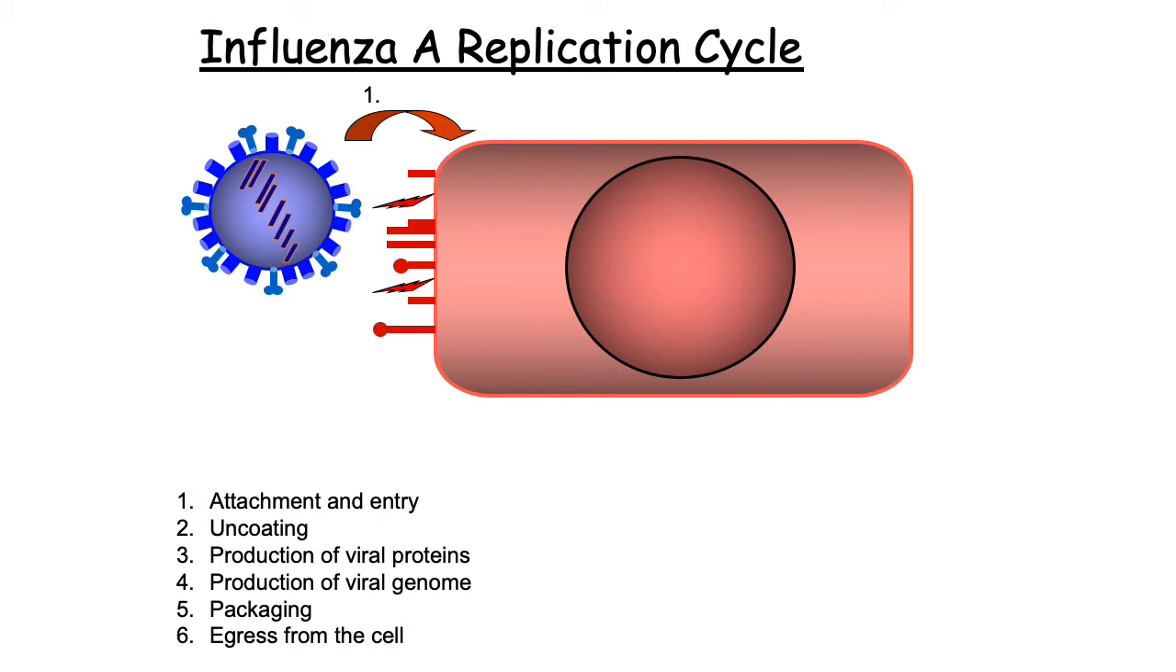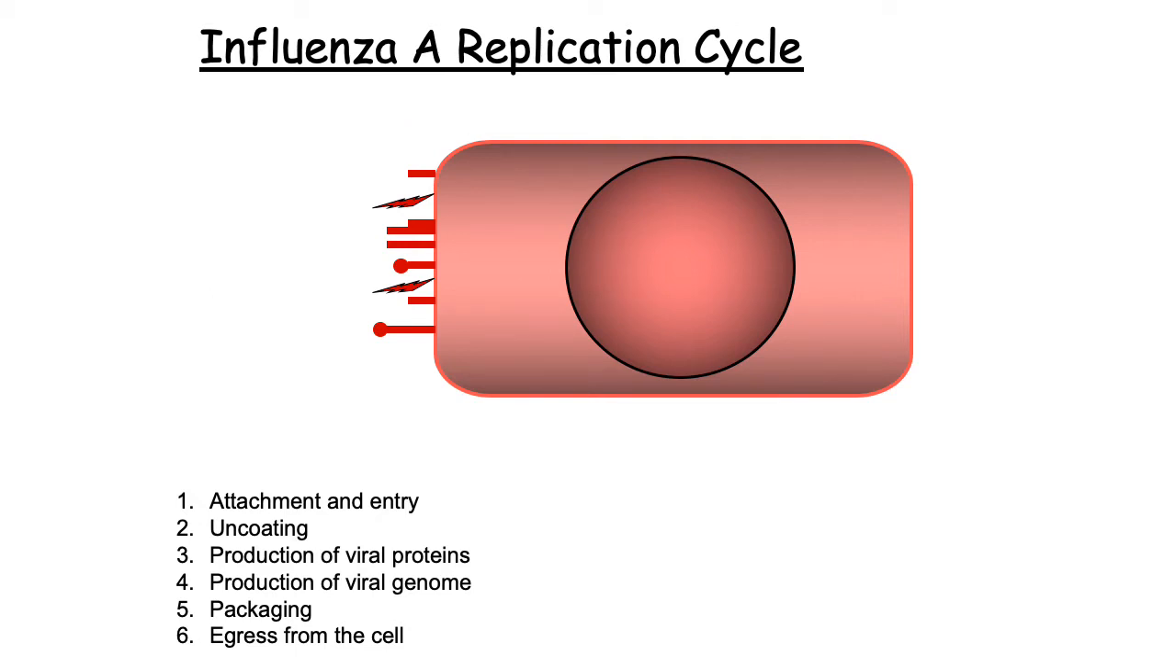So here we go. Step one is going to be attachment and entry. Attachment happens when one of those two proteins at the surface of the virus, the hemagglutinin or the neuraminidase, in this case the hemagglutinin, binds its receptor, and then it's going to enter. Now, the neat thing about the influenza hemagglutinin is that it does not bind a protein directly. It binds to the sugars on the outside of a protein.